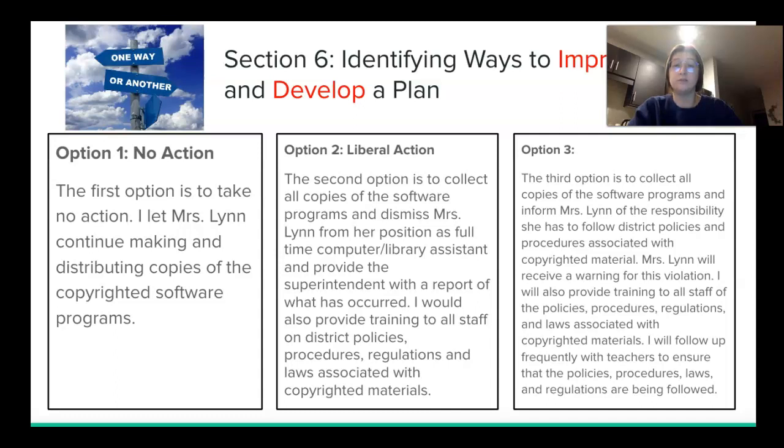copyrighted materials. Option 3. The third option is to collect all copies of the software programs and inform Mrs. Lynn of the responsibilities she has to follow district policies and procedures associated with copyrighted material. Mrs. Lynn will receive a warning for this violation. I will also provide training to all staff of the policies, procedures, regulations, and laws associated with copyrighted materials. I will follow up frequently with teachers to ensure that the policies, procedures, laws, and regulations are being followed.